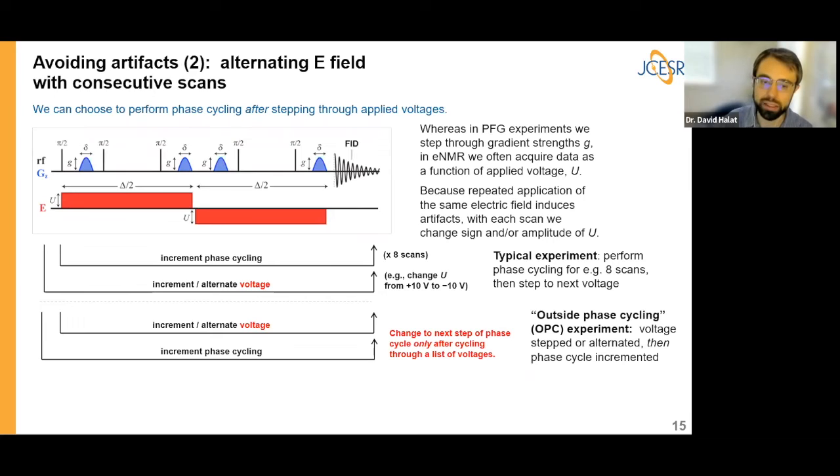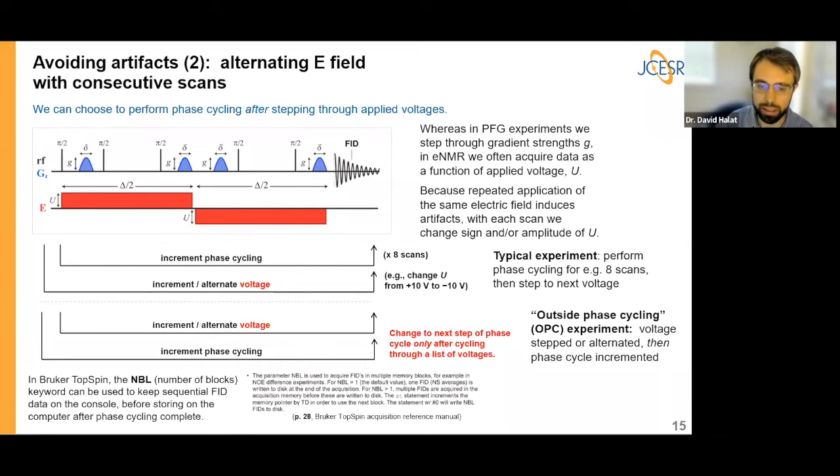And this is important because, as we'll see, eNMR requires comparison of spectra in order to determine a relative phase shift. Finally, I'll just note that at least in Bruker TopSpin, at least with the pulse programming that exists prior to TopSpin 4, I believe, this NBL keyword can be used to store sequential FID data on the spectrometer before eventually writing it to disk after completing the phase cycling.